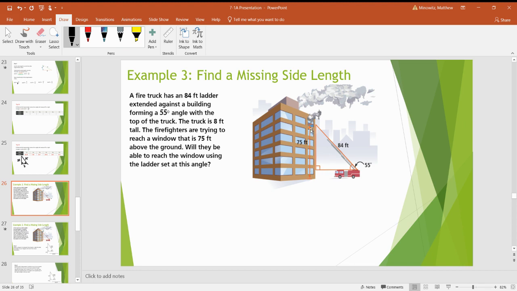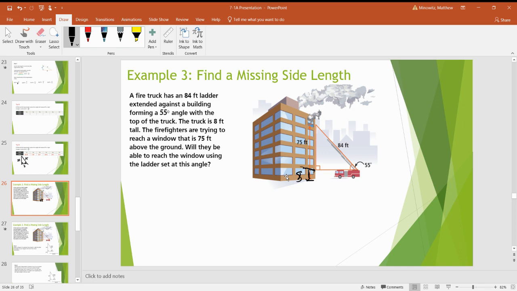So the height of the window is 75 feet off the ground. It says the top of the truck is 8 feet, so I'm going to label this as 8. And then we're going to solve. So will they be able to get the ladder up the whole 75 feet? We're going to see.